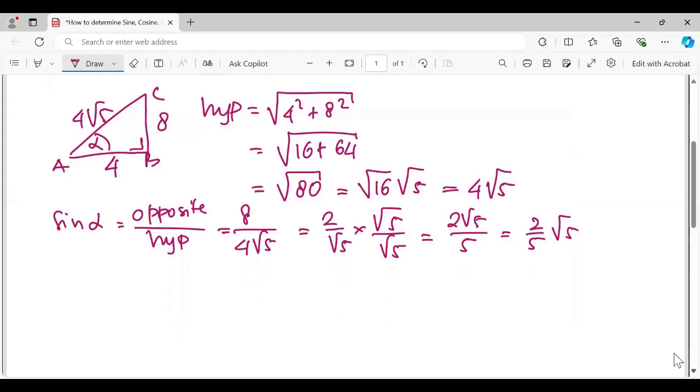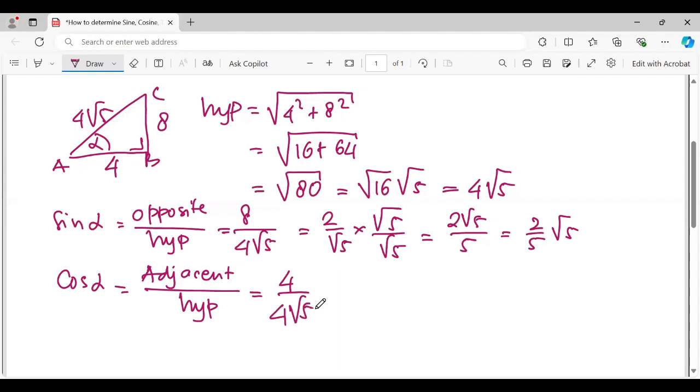Next, we're going to determine cosine alpha. Cosine alpha is adjacent over hypotenuse. This is alpha, and adjacent equals 4. So 4 over 4 square root 5 is 1 over square root 5. Simplify, times square root 5 over square root 5, gives square root 5 over 5, or 1 over 5 square root 5.